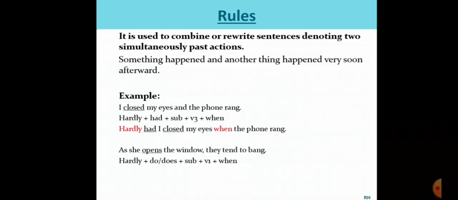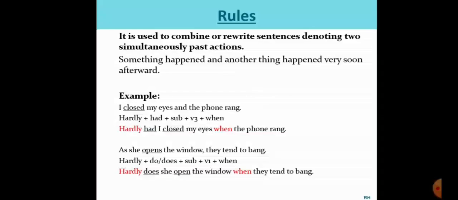And then before the next action, we will have our word "when." Okay, great. Then let's look at the example also, how we will change it. See, you can see "hardly does." I have used "does" because the verb is with the letter S. So now "opens" will become "open" because we are using the word "does." Hardly does she open the window when they tend to bang. Okay, great. Now we will do the fair book exercise. Let's look at the fair book exercise.